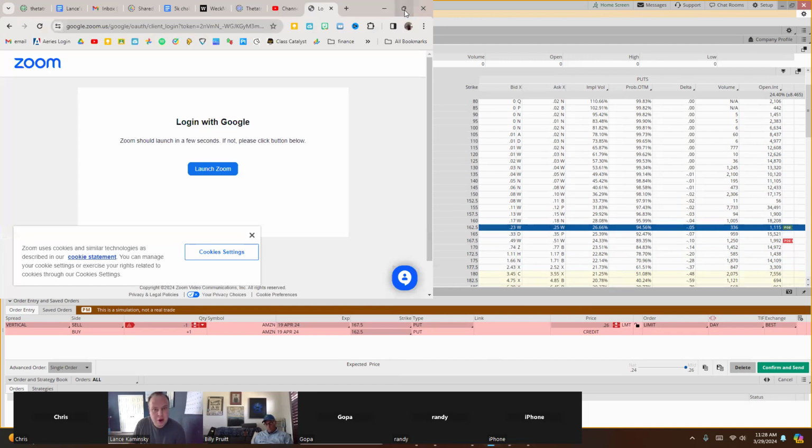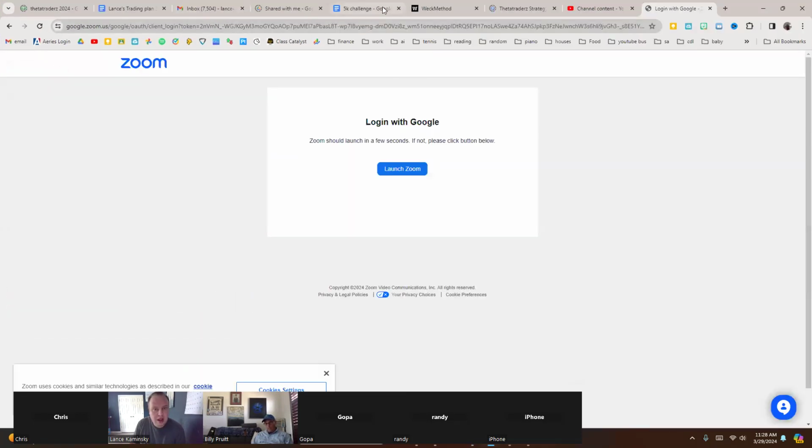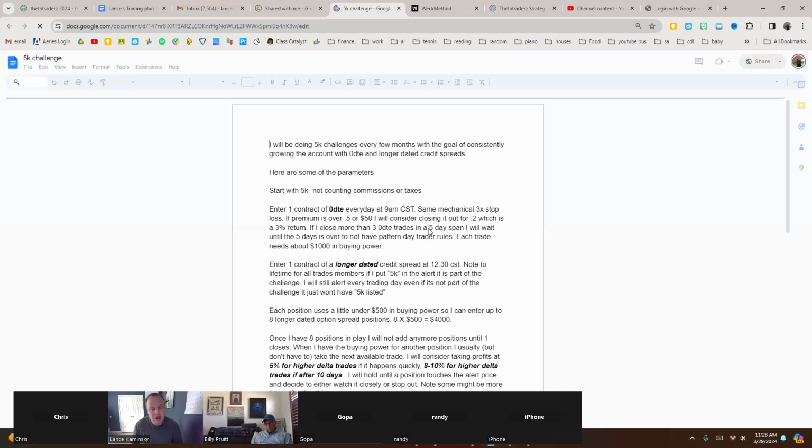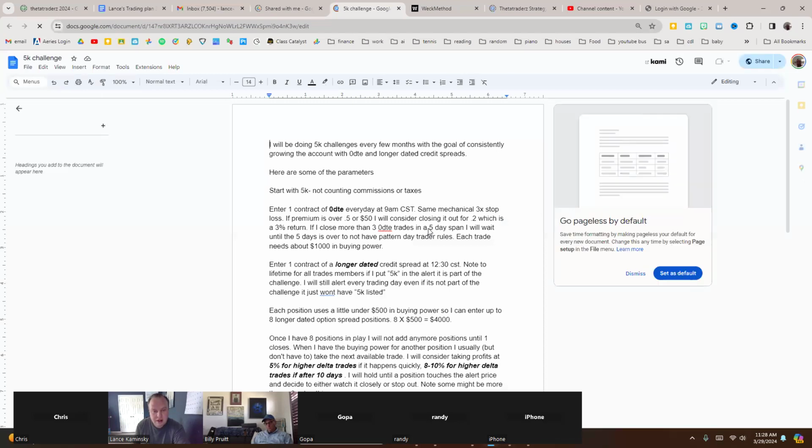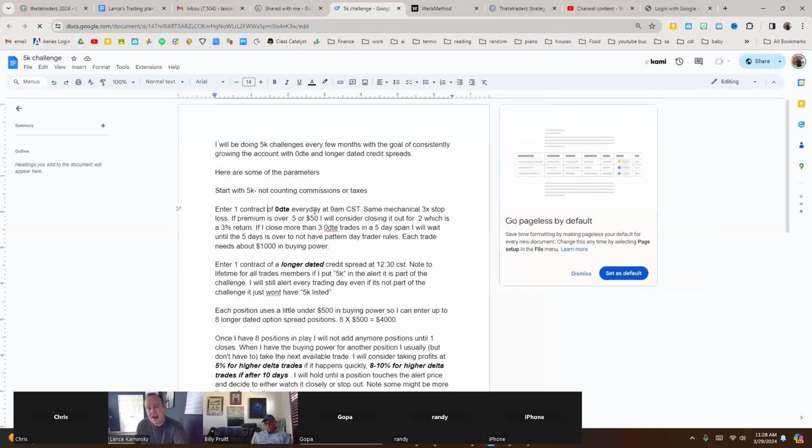Now, let me open up the strategy guide for the challenge. Just going to go over this document. It's on the very top of the 5K challenge Discord channel. Some of the parameters. We're going to do one contract of 0 DTE first. If you are doing higher account sizes, or if you want to make them even possibly bigger returns and more risk, you could do more than one contract. This is your money. You do what you want with it. I'm personally going to do one contract because if I'm doing one contract using about $1,000 or so in buying power, I still have 4,000 I could do in the longer dated trades.